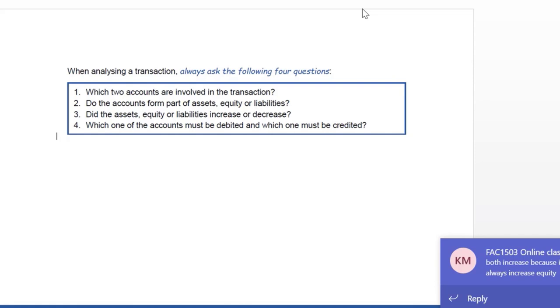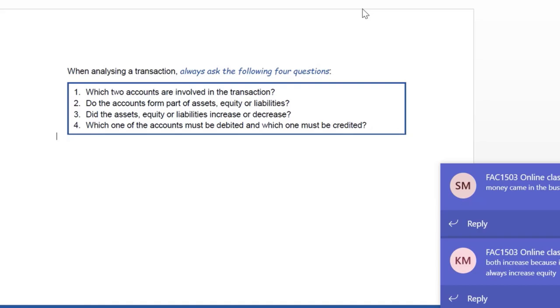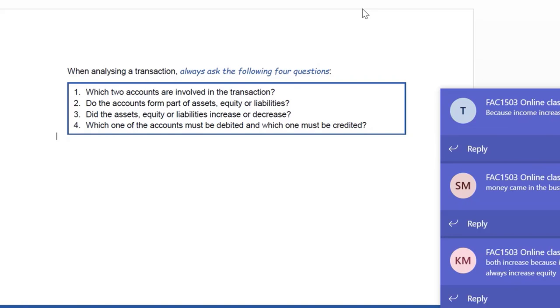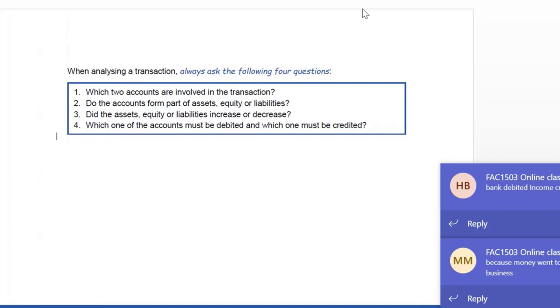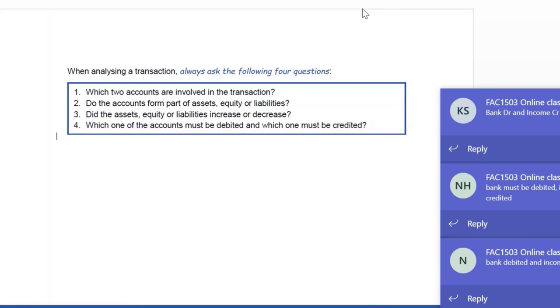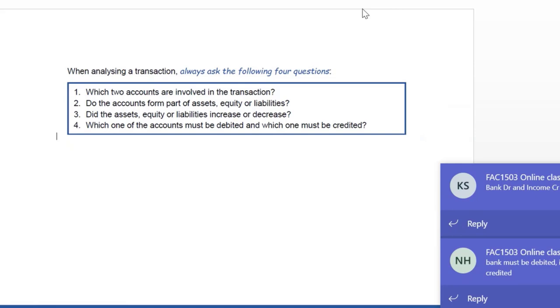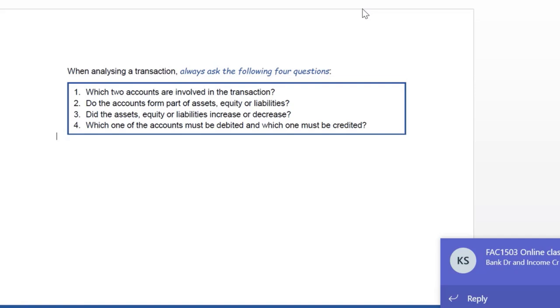The fourth one is, which one of the accounts must be debited and which one must be credited in the general ledger and the trial balance? Bank debit and income credit. Bank debit, income credit. Well done, guys.